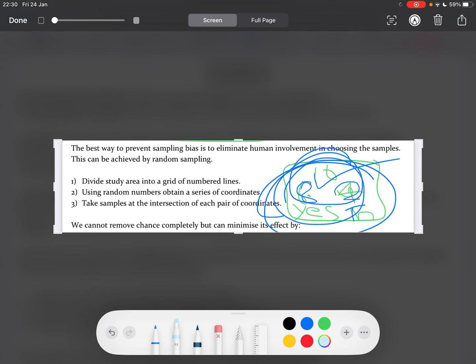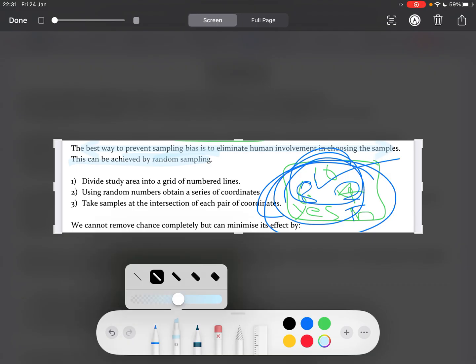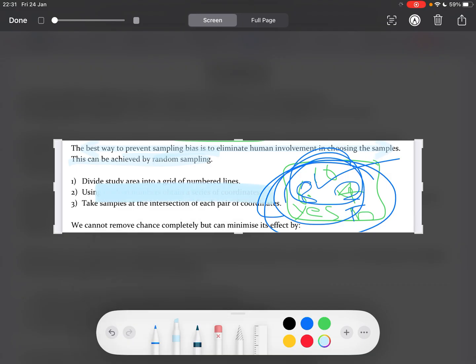So the best way to prevent this sampling bias is to eliminate human involvement in choosing the samples. This can be achieved by the random sampling. Basically, from the definitions, random sampling a population to eliminate bias. For example, grid square and coordinates. Grid square and coordinates are ways of doing where, for example, I don't really remember it. It's more into sociology, by the way. Sociology, psychology, and this kind of stuff.